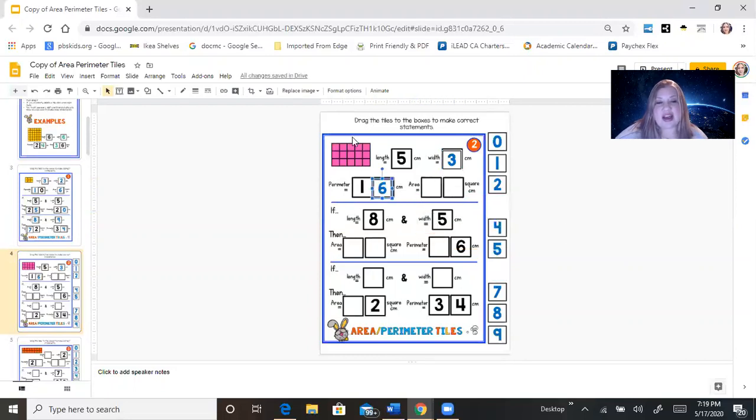Okay, for area, we talked about how it's length times width in a rectangle, but it's also just counting squares. So if you counted these squares, you would count out 15. So we're going to put that for area.